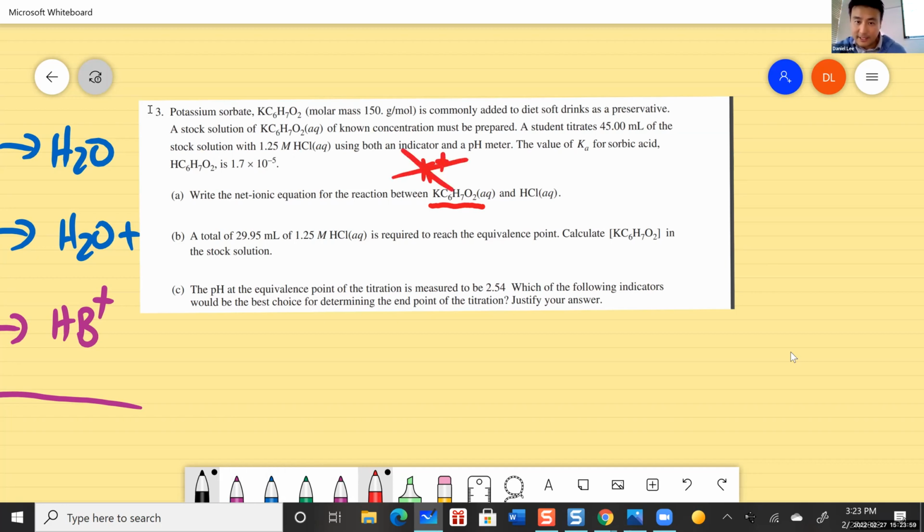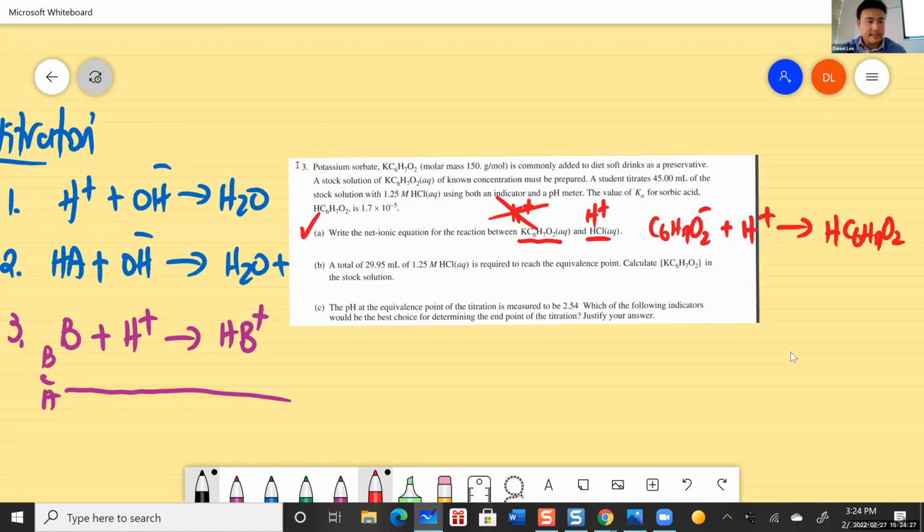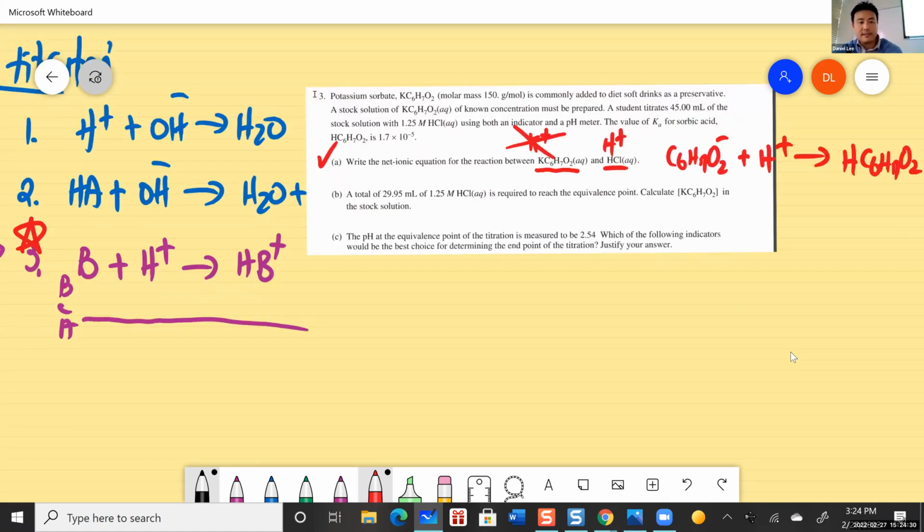So what's left of it is C6H7O2 minus. All negative ions, and on the pH scale, it is a weak base. And I'm titrating with this strong acid. I don't care about Cl minus. So what is your net ionic equation? They simply combine. That's the answer. So HC6H7O2. And that's it. That is the answer for part A. Simply recognizing that this is a weak base, type 3, weak base, strong acid, you just combine them together. That is the answer, yeah? Okay, second one. I didn't even read the question, yeah.